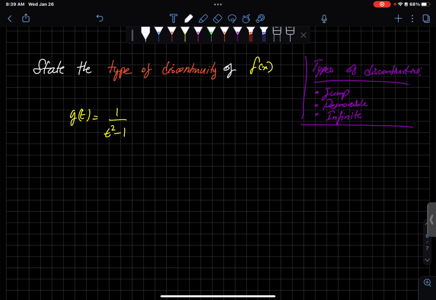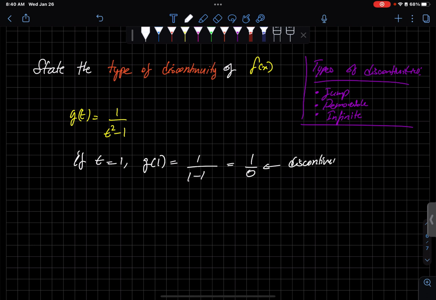at any point. So here you can see that if t equals 1, then g of 1 is 1 over 1 minus 1, which is 1 over 0. So that's not allowed. So there's a discontinuity at t equals 1, right? But also notice that this is t squared, right? So this applies for t equals minus 1 too.